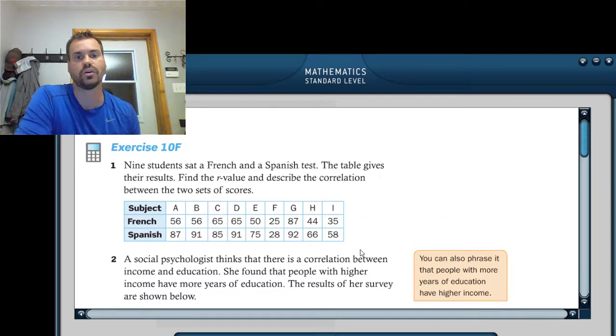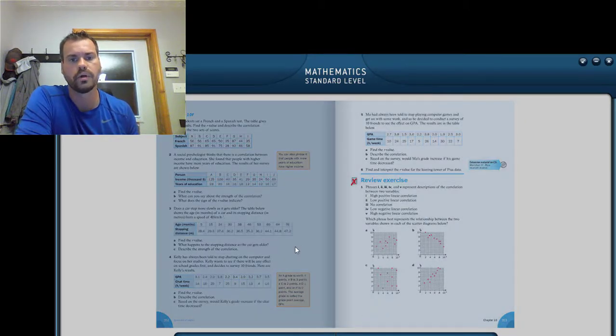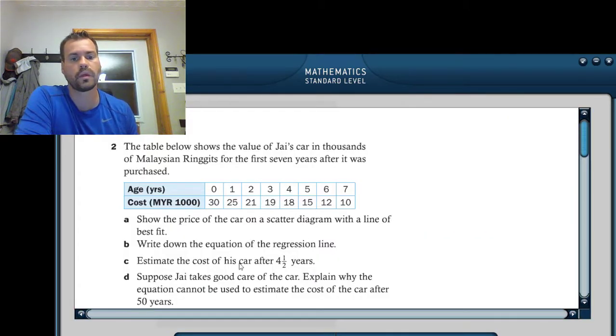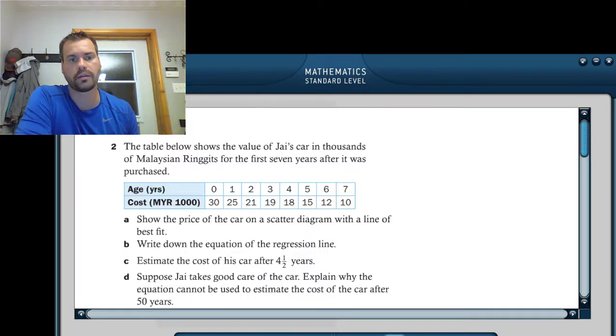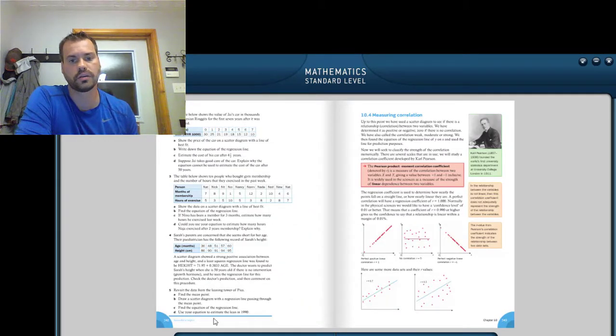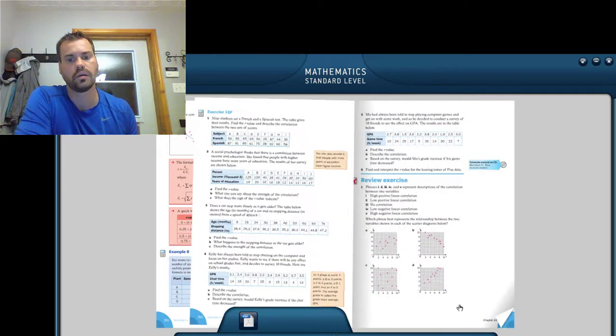All right, so linear correlation on the calculator. You will notice, if you are in your textbook, I don't know what page I'm on, I think it's 352. Here we go. That there are questions that ask you to use the calculator. So I just zoomed in, and when I did, I lost my page.